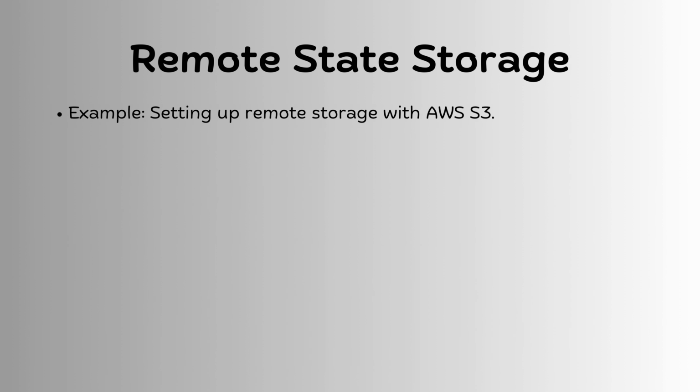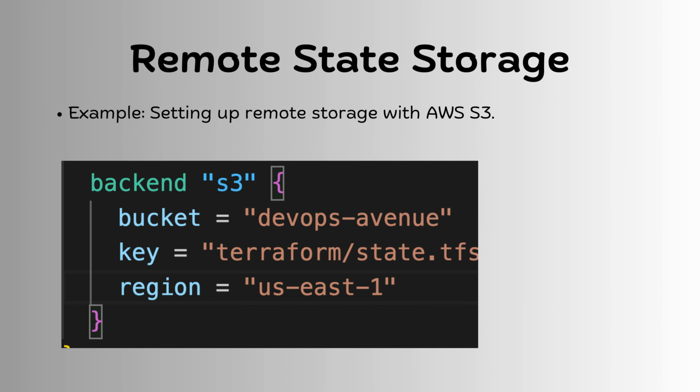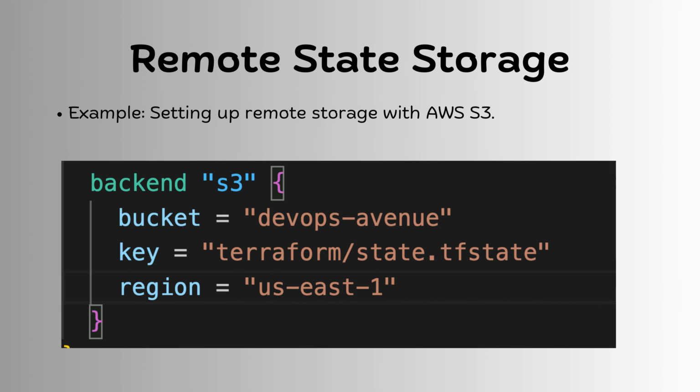Here's a quick sample of how to set up your remote storage with AWS S3. This configuration tells Terraform to store the state file in an S3 bucket, making it easier to access and secure for everyone on your team. When we do the demo later in the video, we will demonstrate how you could store your state file in an S3 bucket and how you could even enable locking.